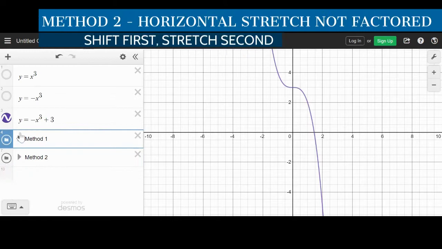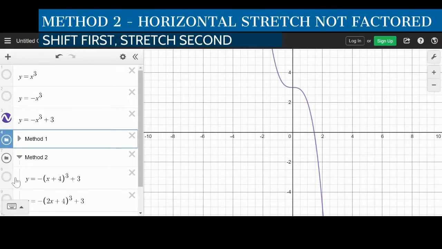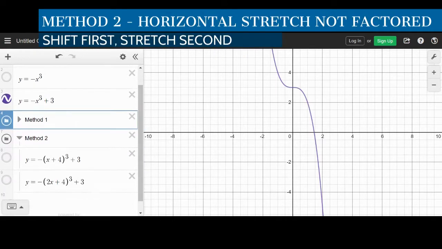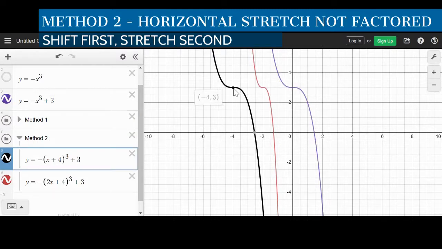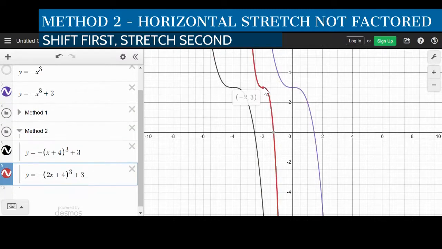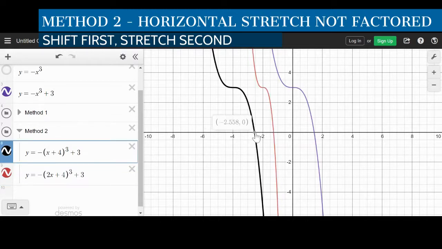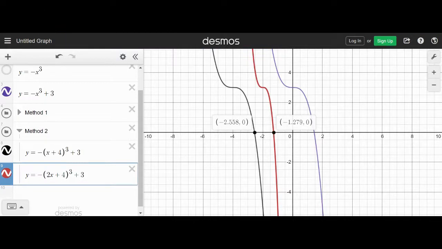But if we did method 2, all the y stuff stays the same. Then I would subtract 4 from the x values first, and then take every x value and multiply it by 1/2. So notice that negative 4, 3 turns into negative 2, 3. All of the x values then, after you move them to the left 4, then you take whatever the x value is and multiply it by 1/2.